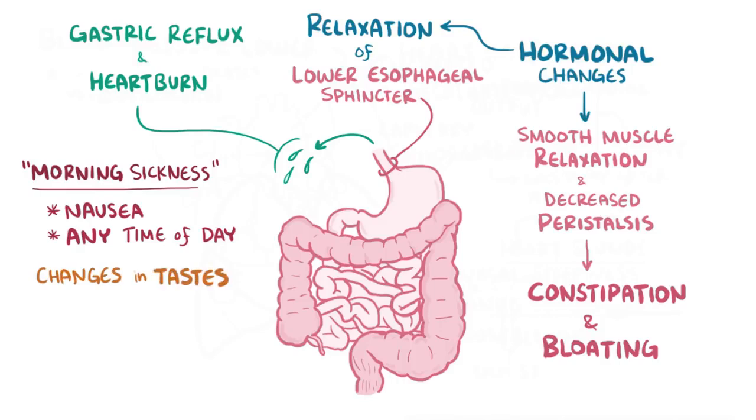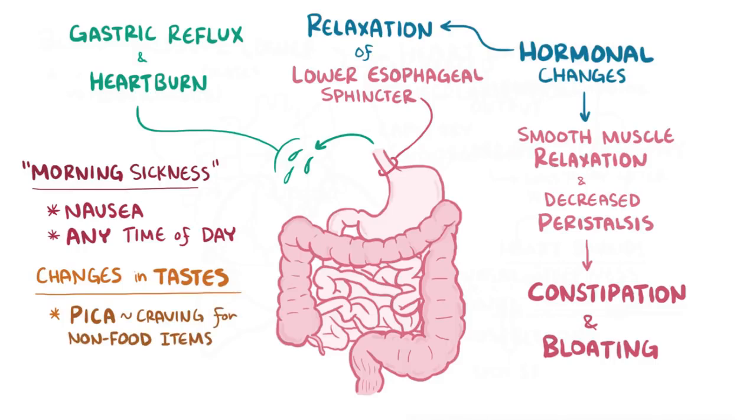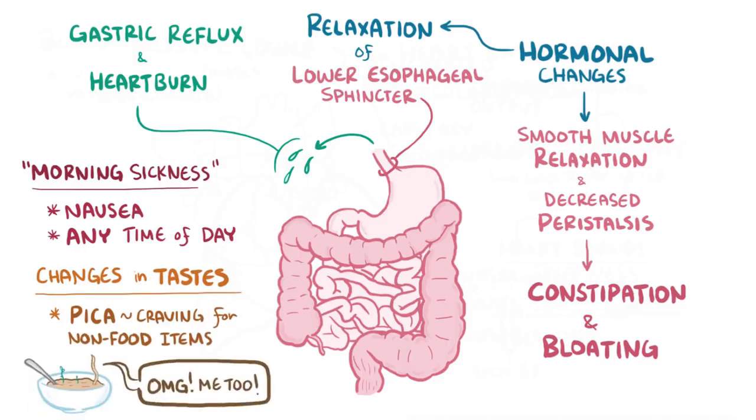Tastes can change too. Some women start disliking certain foods while craving other ones. A classic example is pica, where there's a craving for non-food items like ice, dirt, or starch. The exact cause of this, though, is unclear.